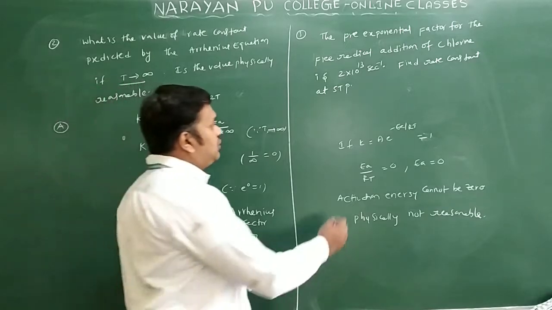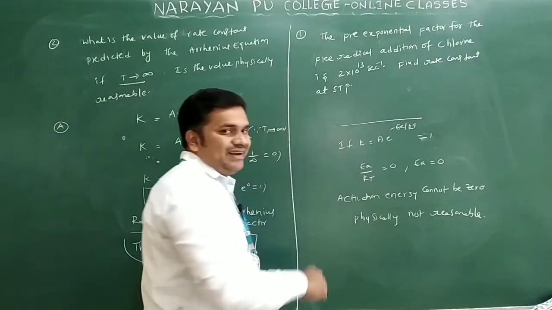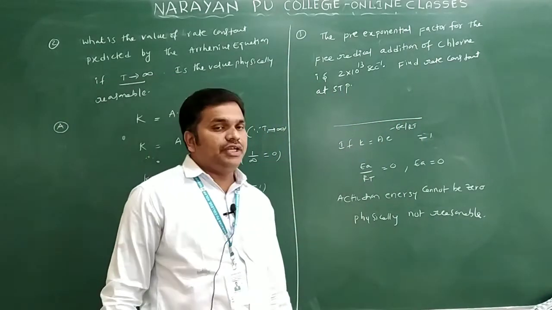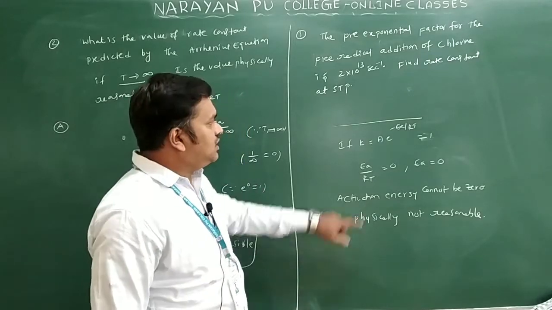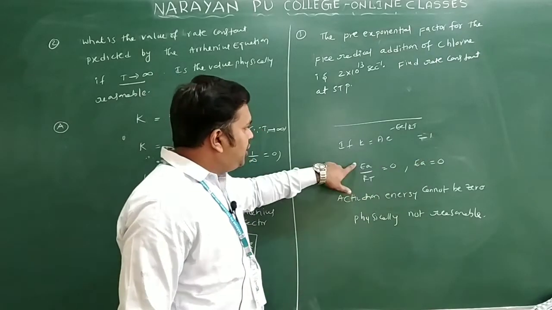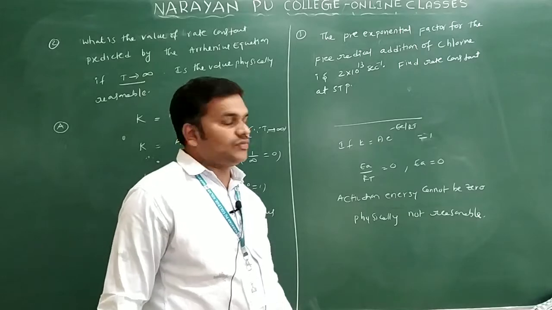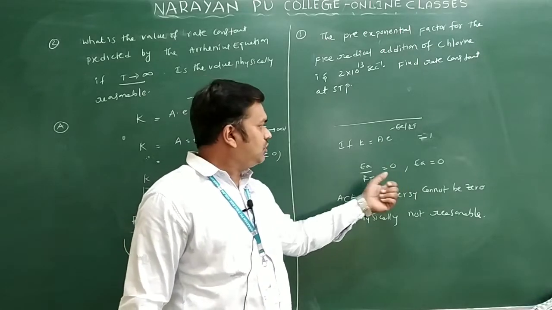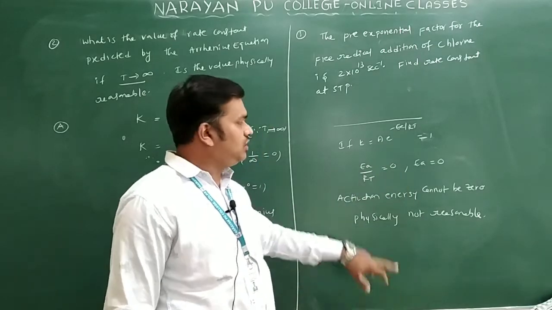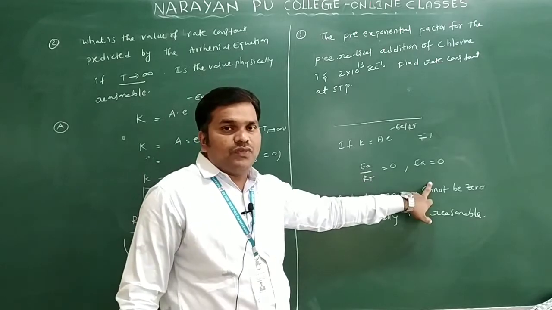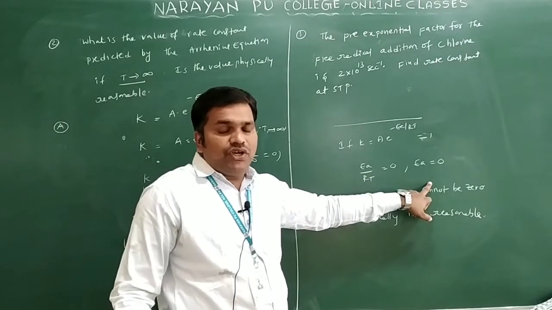Alternatively, you can say K is equal to A into e power minus EA by RT. Here EA by RT is equal to 0, because 1 by infinity is 0. Then EA is equal to 0. Activation energy is 0, then we got the answer.